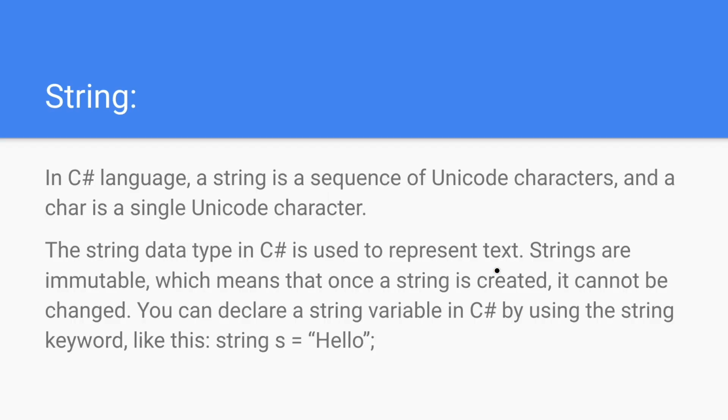In C#, a string is a sequence of Unicode characters, and a character is a single Unicode character. The string data type in C# is used to represent text, and strings are immutable, which means that once a string is created, you cannot change it. You can declare a string variable in C# by using the string keyword, like this: string s equal to double quotes with your content, and then a semicolon at the end. We will see this in our Visual Studio Code.